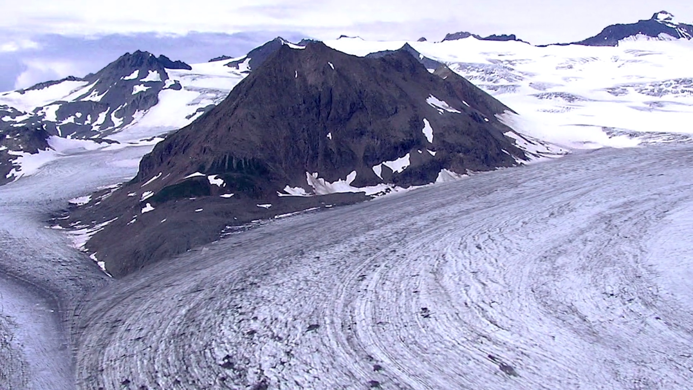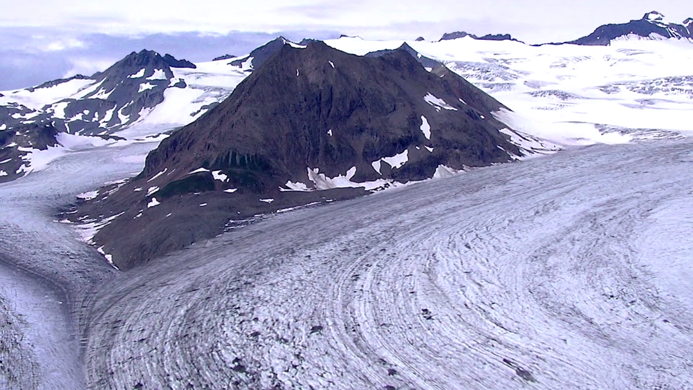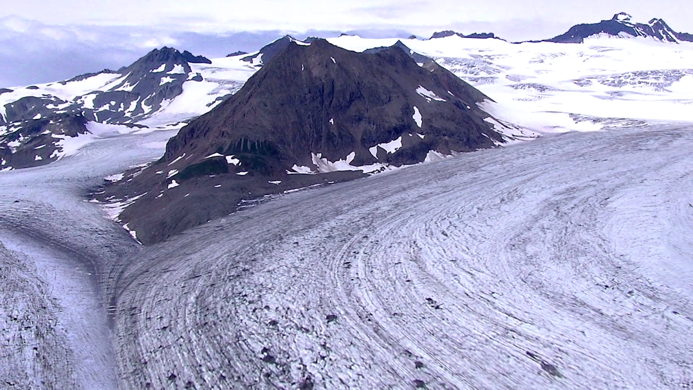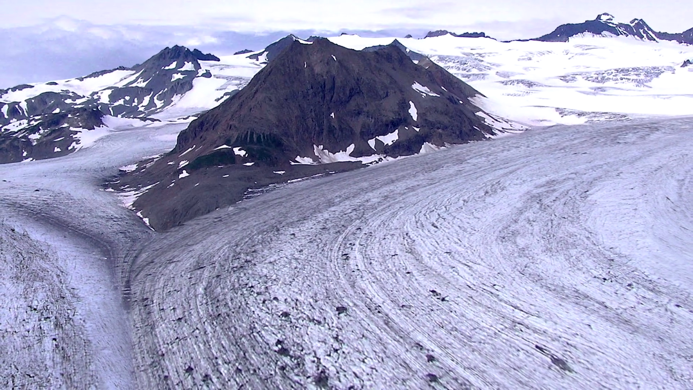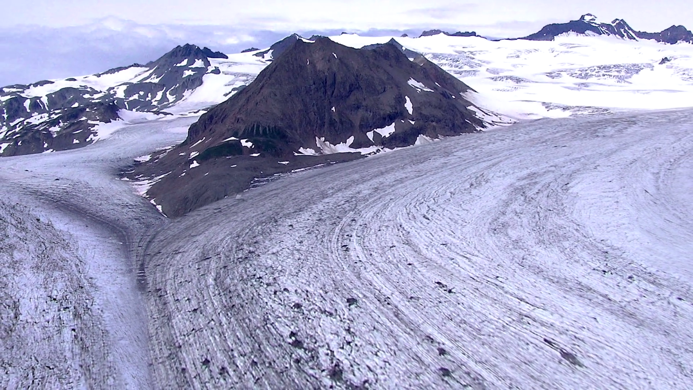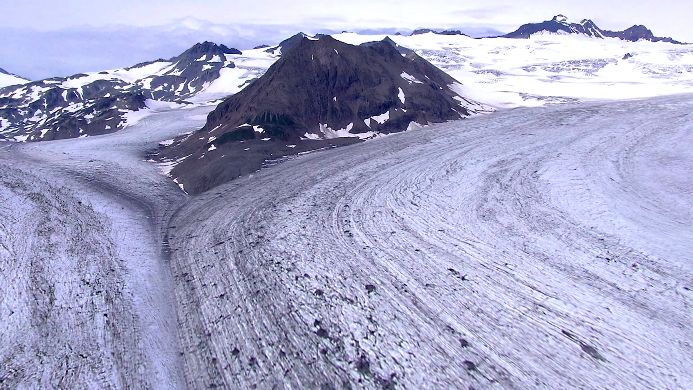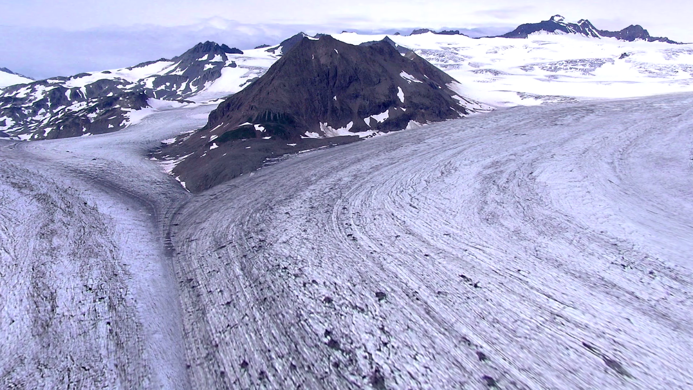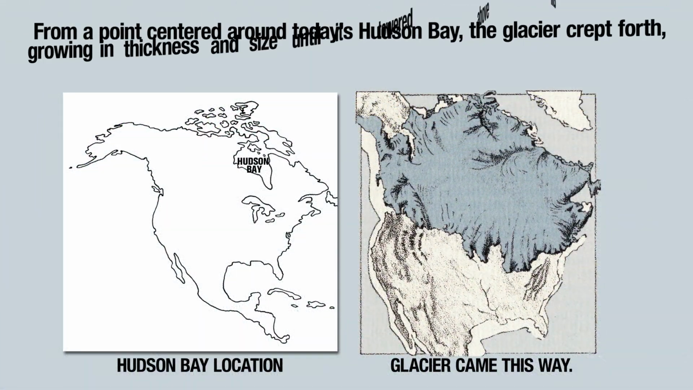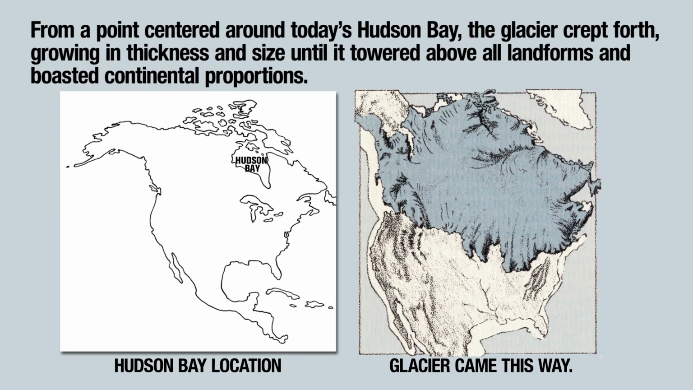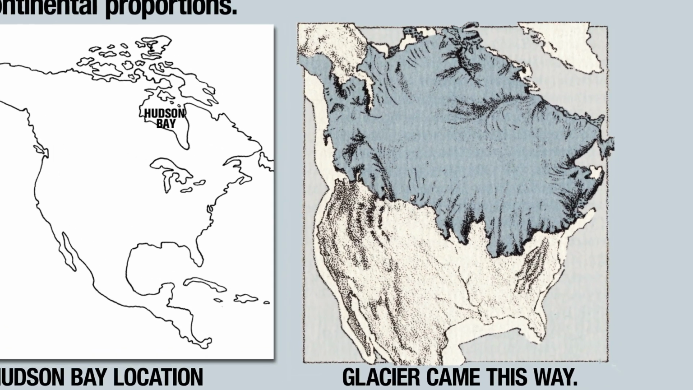A rock at the edge of the thickening ice was nudged from its position. This time-lapse simulation shows the glacier spreading like a pie crust under the pressure of a rolling pin. For thousands of years, the ice began to spread outward. The ice mass had become a glacier. From a point centered around today's Hudson Bay, the glacier crept forth, growing in thickness and size until it towered above all landforms and boasted continental proportions.